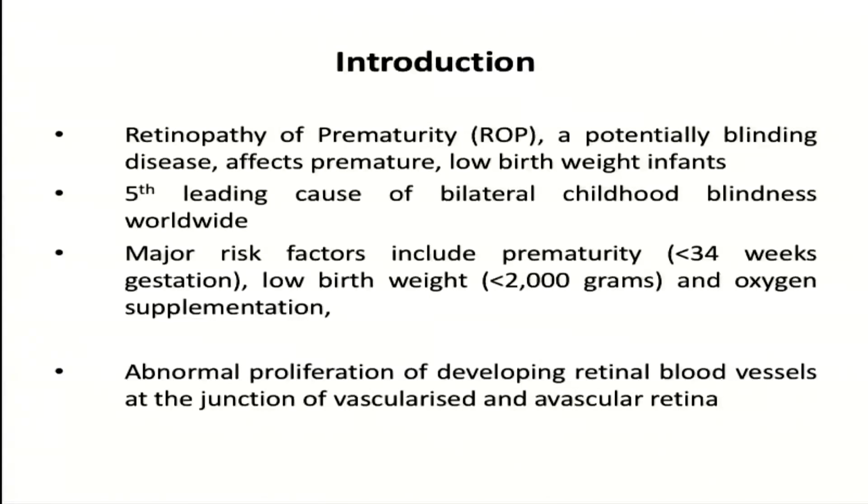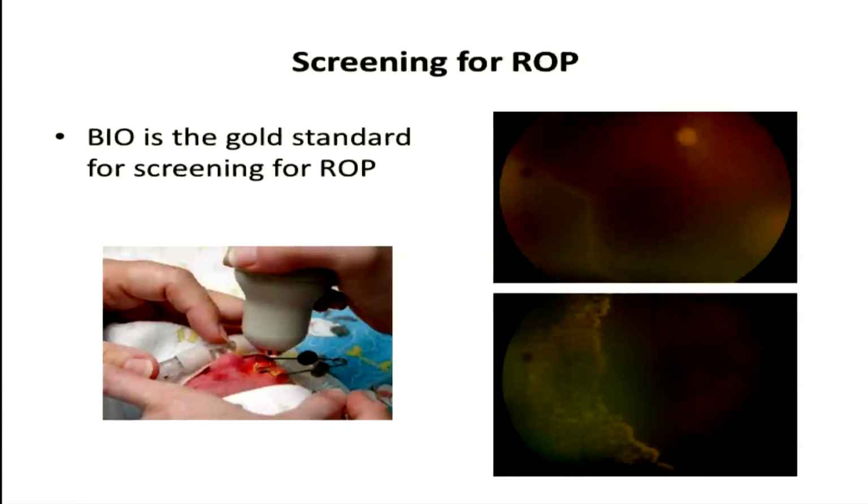The disease is characterized by an abnormal proliferation of the developing retinal blood vessels at the junction of the vascularized and avascular retina. The gold standard for screening for retinopathy of prematurity is binocular indirect ophthalmoscopy. However, with the advent of digital retinal photography, telescreening models are fast gaining importance.